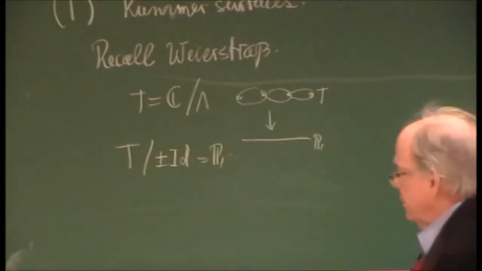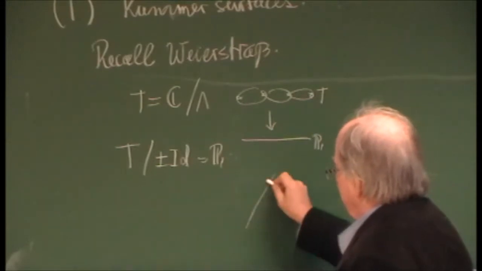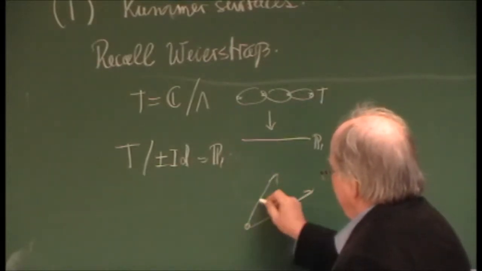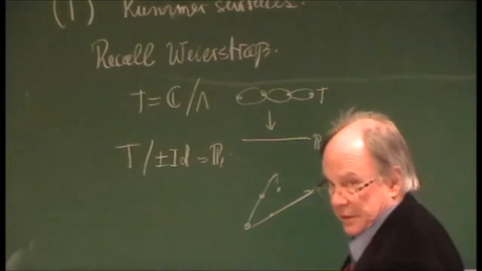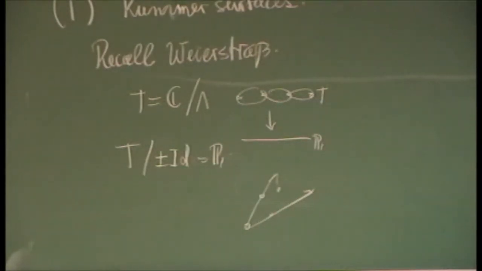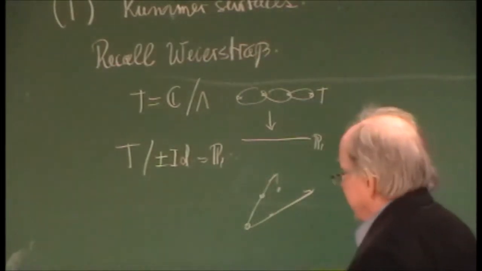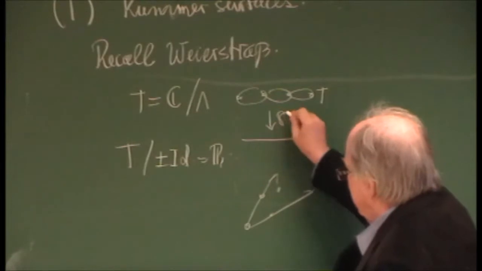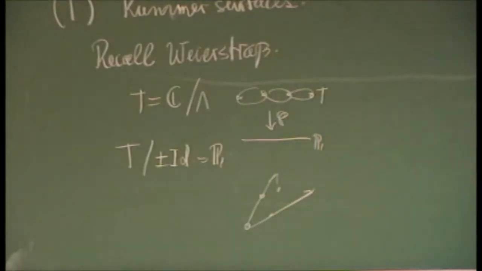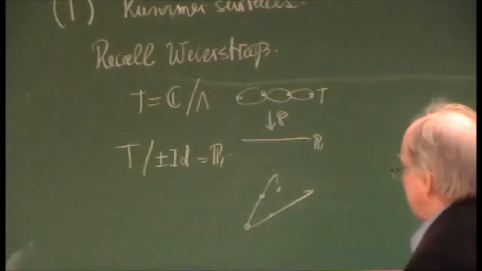You even know exactly where the ramification points are. If this is the lattice, the ramification points are here, here, here, here. So that's really great. This thing, in the analytic sense, is well known. It's the Weierstrass P function. That's what this map is, but actually it's just the quotient.